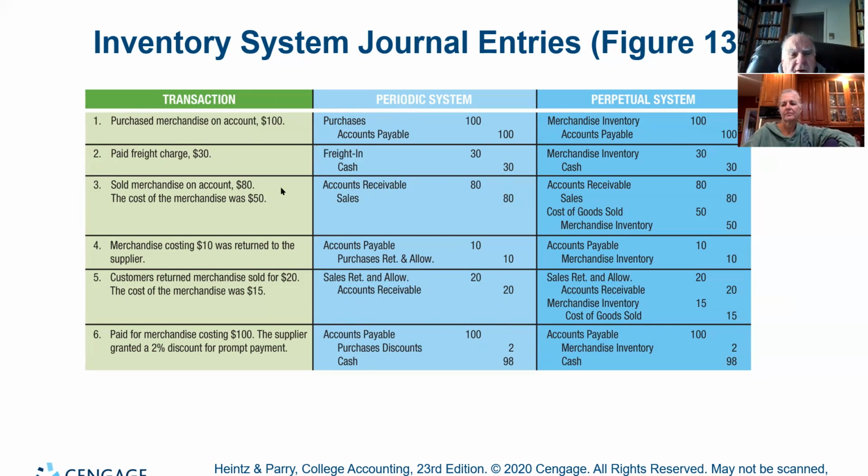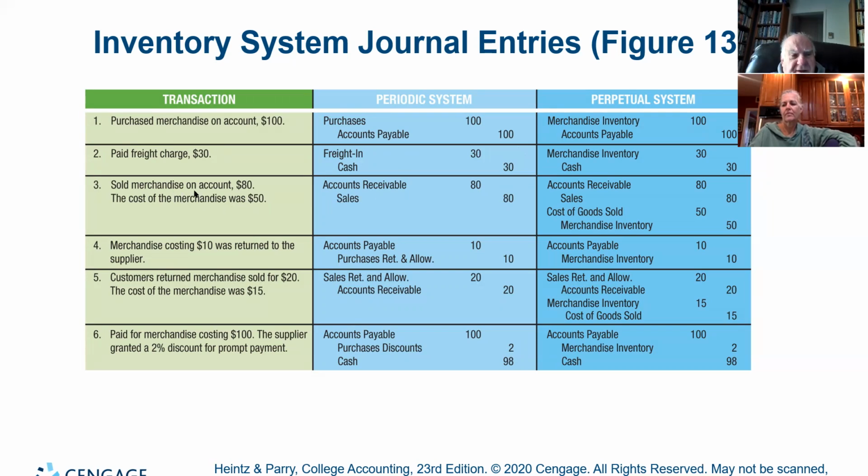You have a freight charge. Under periodic, we debit freight in. Look what we debit for freight under the perpetual. We add it right into the inventory cost. You see that? Now, here's a key difference right here that we've just been discussing.